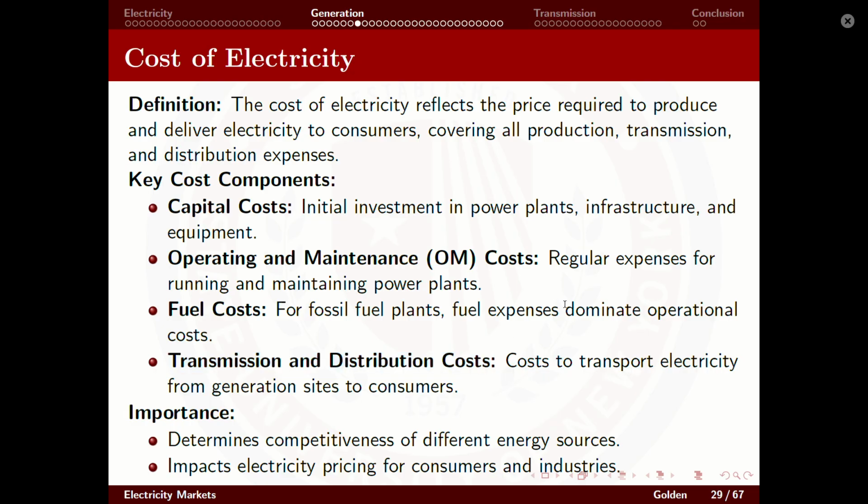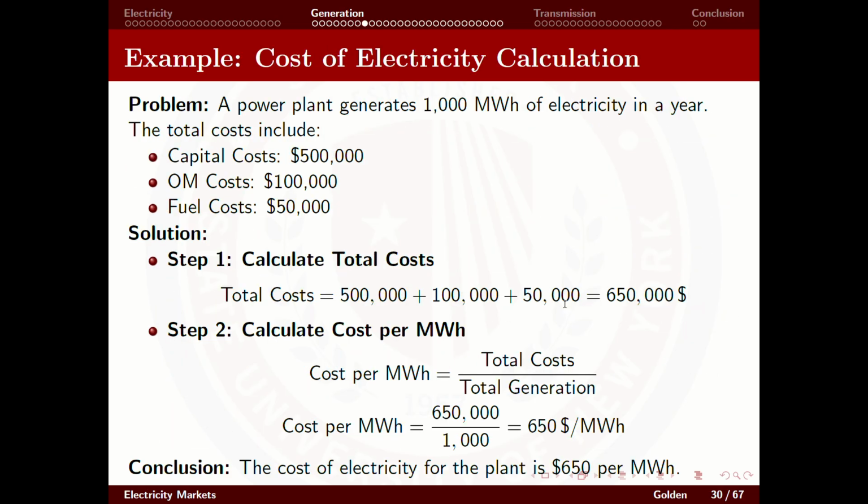And then transmission and distribution costs, the cost of transporting electricity from generation sites to customers. Just a reminder, you're going to lose some of the electricity to thermal factors, to thermal heat. And then the cost of electricity allows you to determine competitiveness of different energy sources, and it impacts how electricity is priced.